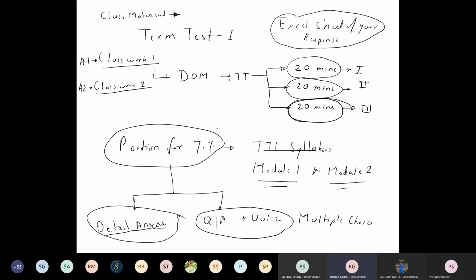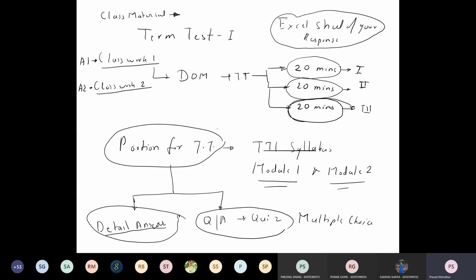Sir, if we start a term test right now, within 20 minutes we have to submit Slot 1, the detailed answer block and the quiz, all the things for block 1. Correct. And after that, continue to block two. Then after 20 minutes, the response will be closed. Beyond that, no students will be allowed to submit the answer.